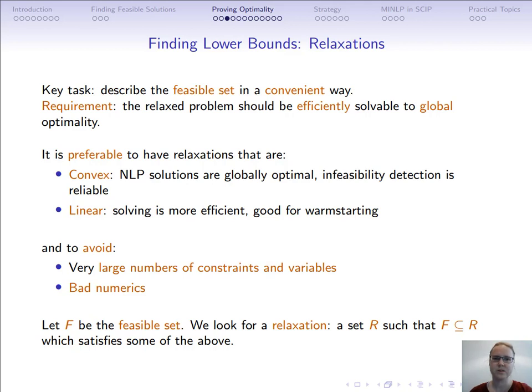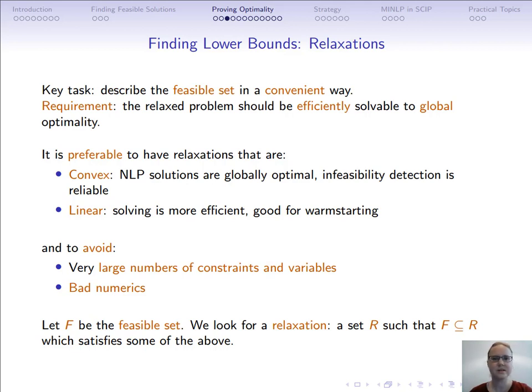For example, convex problems. For this you can call an NLP solver, and if it finds a solution, then this is the global optimum solution. And if it says that the problem is infeasible, then it is likely to be true, although one has to be careful about numerical issues. Or one can also choose an even nicer class of problems, that is, linear problems. There, solving is more efficient, as I have already mentioned, and the warm starting is more efficient too, which is important for algorithms that have to solve many relaxations repeatedly.